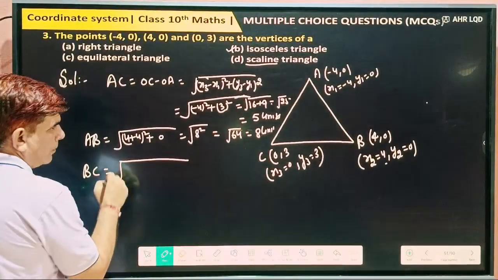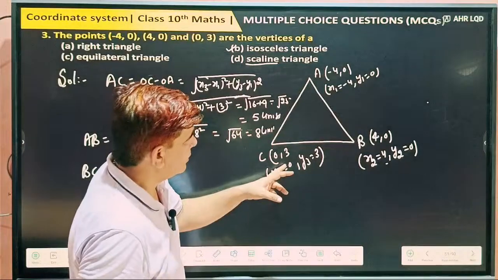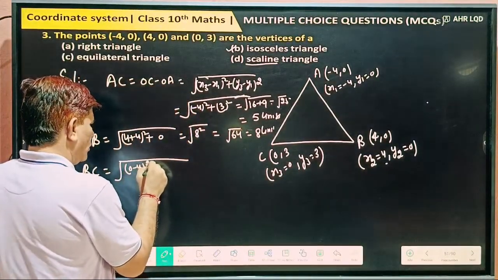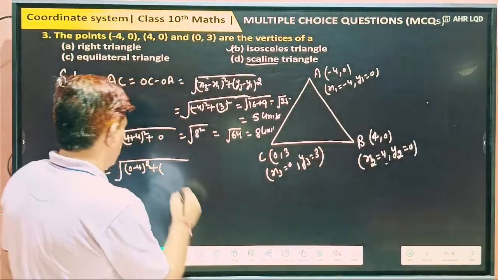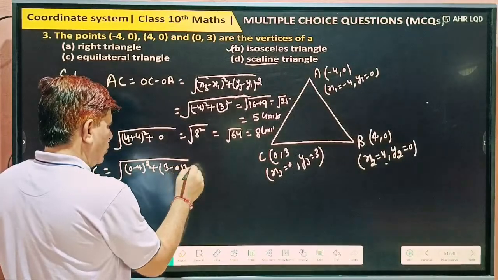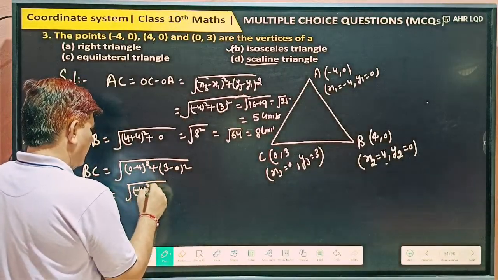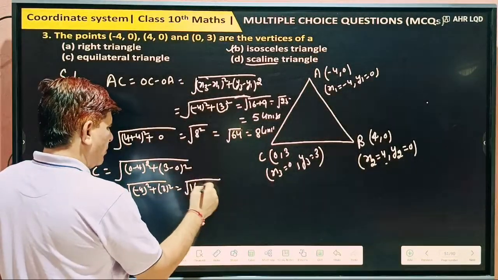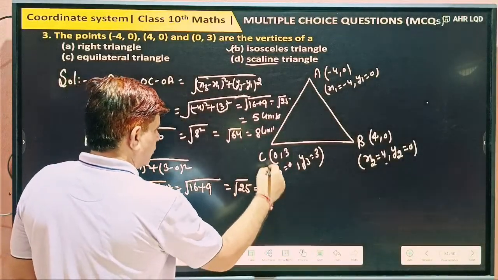BC equal to what? BC: x3 minus x2, 0 minus 4, whole square, plus y3 minus y2, 3 minus 0, whole square. So this is equal to what? Minus 4 square plus 3 square, which is equal to 16 plus 9. How much? Under root 25, which is equal to 5.